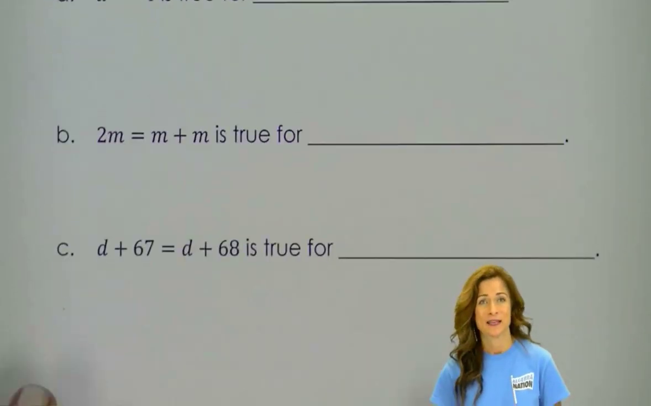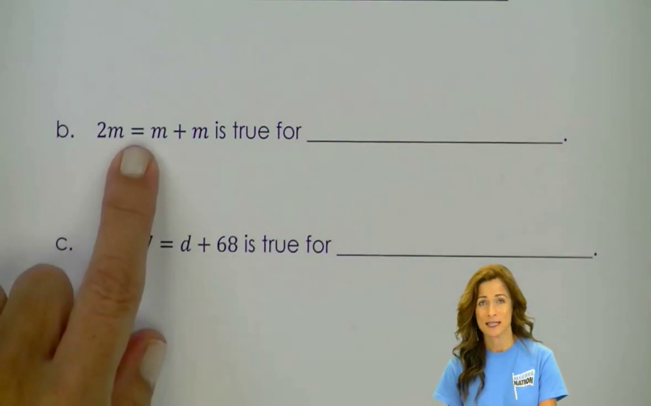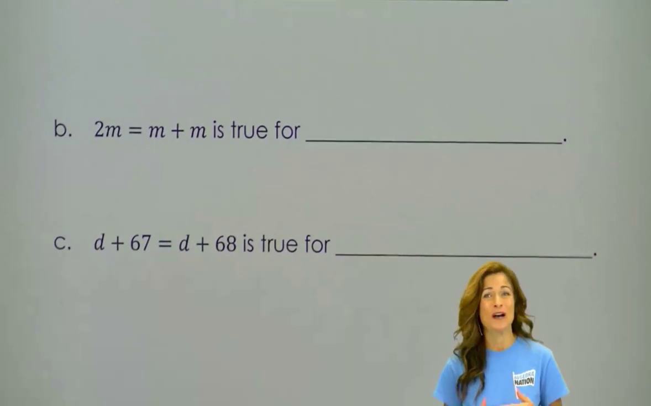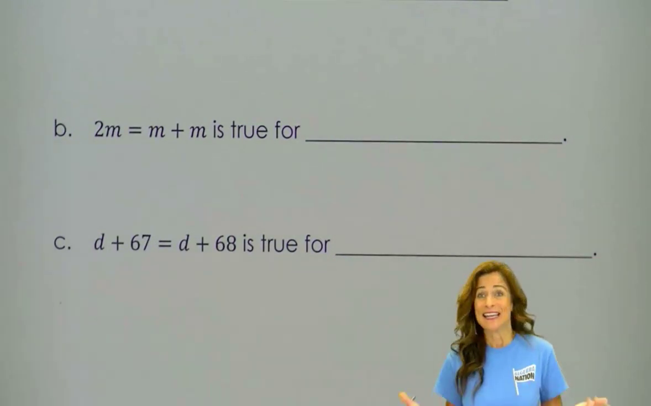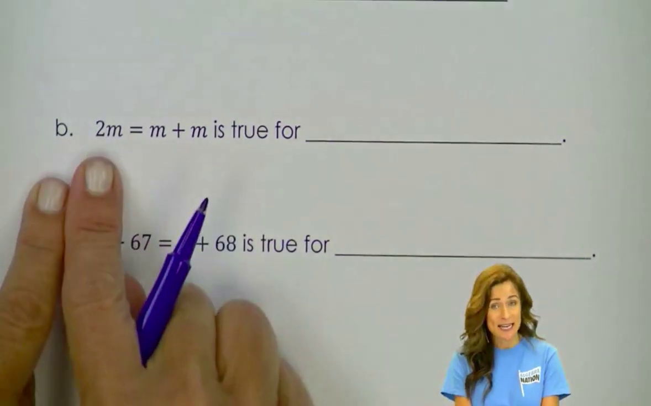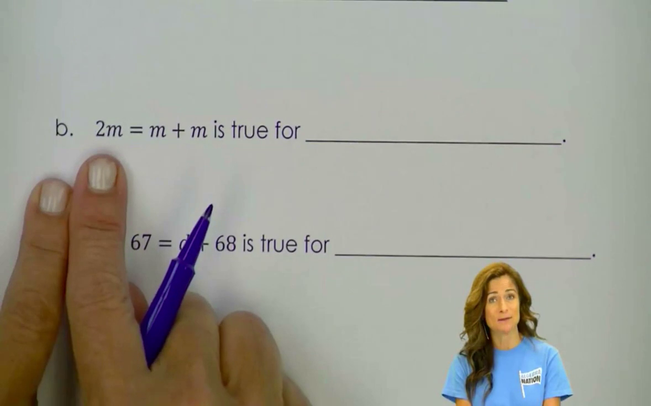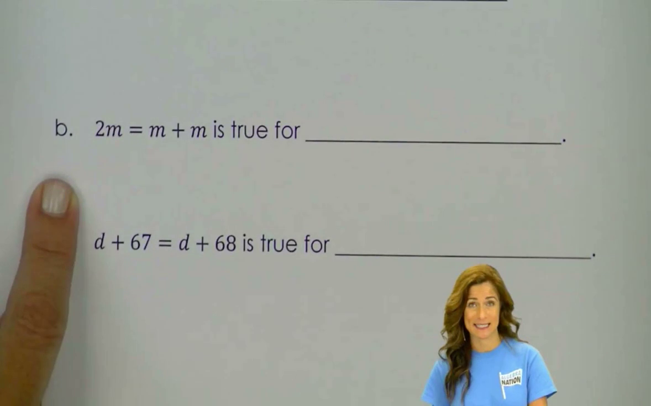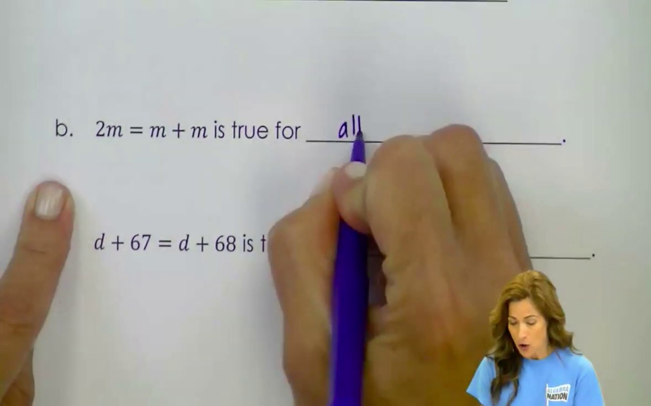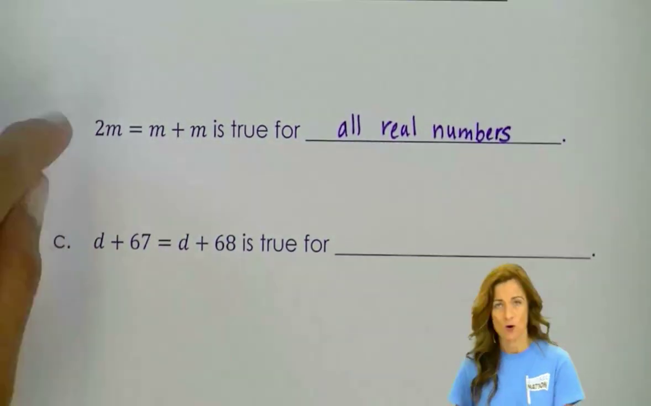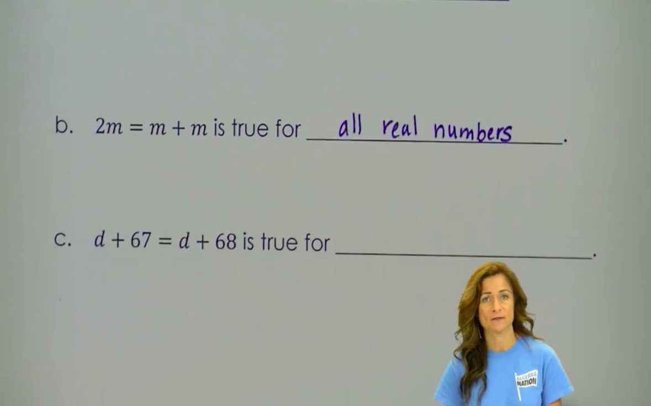Let's look at B. I have 2 times a number is equal to that number plus itself. This is true for... okay, well, what numbers could I substitute in for M and make that a true number sentence? Any number I wanted to, right? Because adding a number to itself is the same thing as multiplying that number times 2. So no matter what number I put in, it would be a true number sentence. So this is true for all real numbers, or any value that I wanted to substitute in for M.